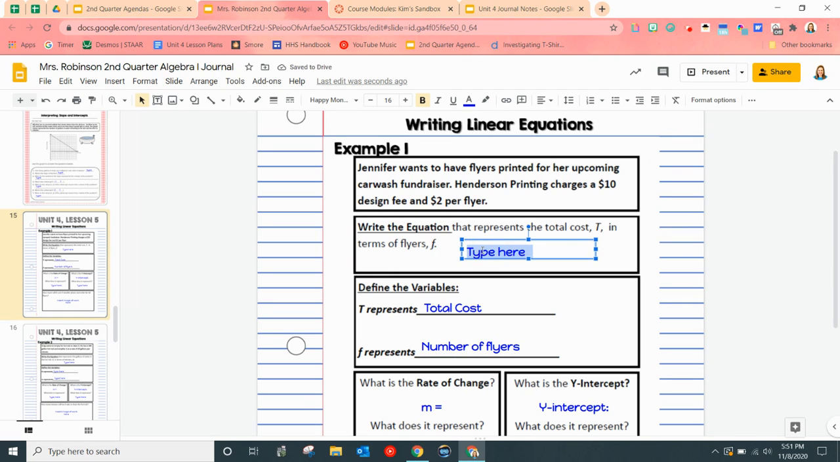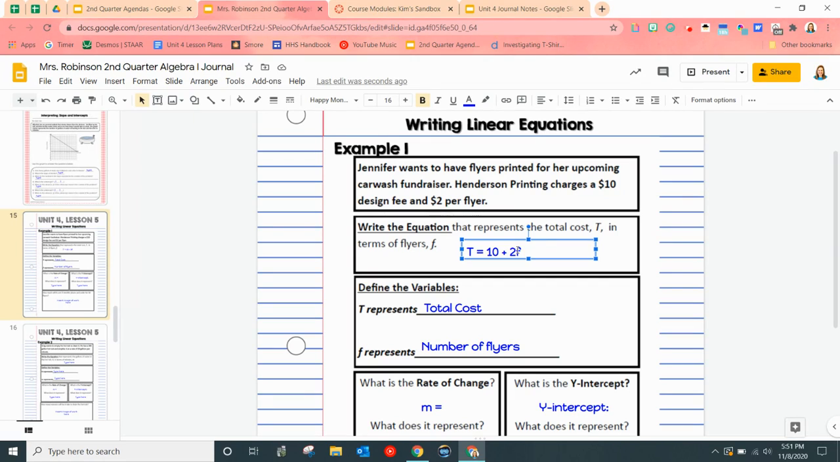Okay, so let's write that equation. We're writing it to represent the total cost, so T equals, what does our total cost equal? Well, what is she going to have to pay? They're charging her a $10 design fee, so that's part of it. She's going to have to pay the $10, plus she has to pay $2 per flyer. Remember, per is one of those multiply words. Think slope, think rate of change. So $10 plus, you would have to multiply, right? If she bought 20 flyers, you would say 20 times the $2. That's where we would get here.